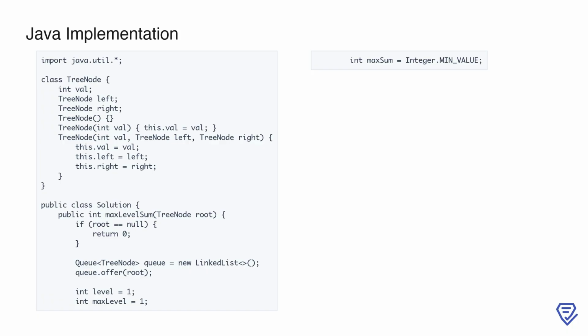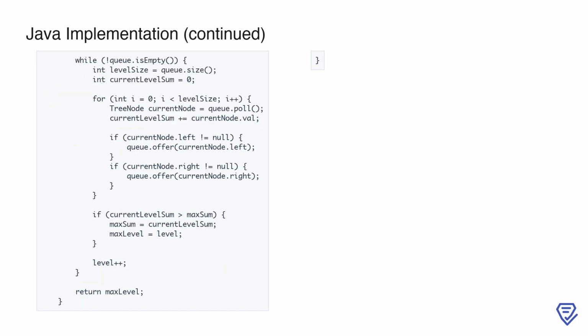Three variables are declared: level to keep track of the current level during traversal, maxLevel to store the level with the highest sum, and maxSum, initialized to the smallest possible integer value, to track the maximum level sum encountered so far. The method proceeds with a while loop that continues as long as the queue is not empty, ensuring all levels are processed.